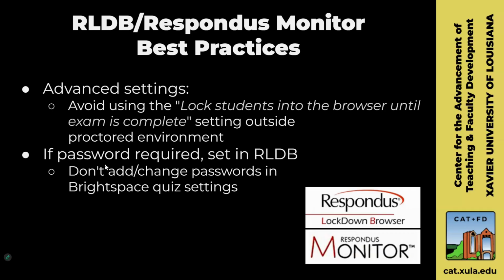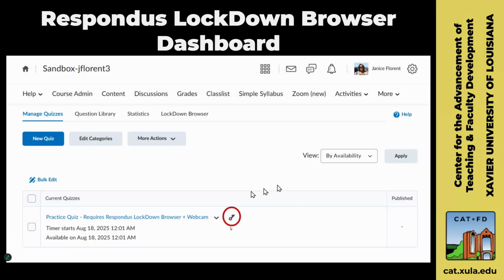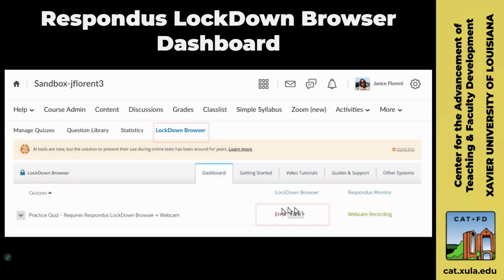If a password is required, you're going to set that in the Lockdown Browser dashboard. Don't add or change the passwords in the Brightspace quiz. This came up recently. When this key is here, this is an indicator that a password was applied to this quiz. So after the Lockdown Browser settings were enabled, I went in and tried to add a password inside the actual quiz. You get the key. Well, now you've created a problem because the password should only be set in the Lockdown Browser.